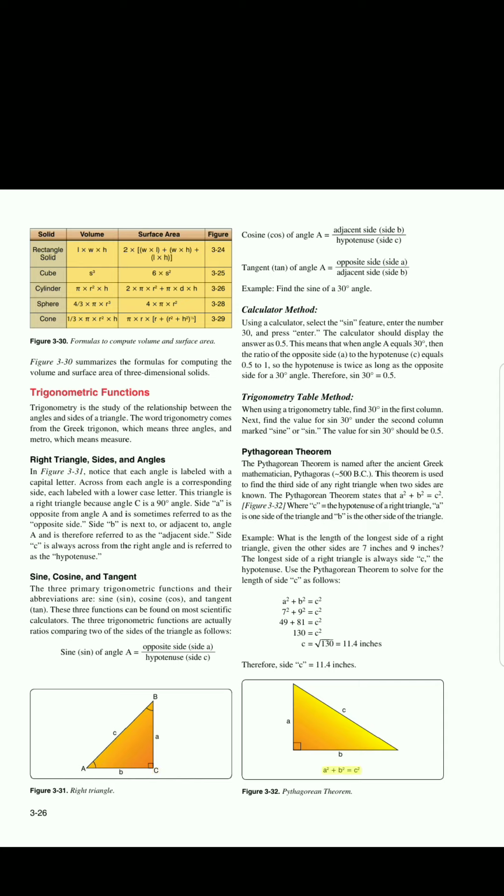a² plus b² equals c². Figure 3-31. Right triangle. Figure 3-32. Pythagorean theorem.